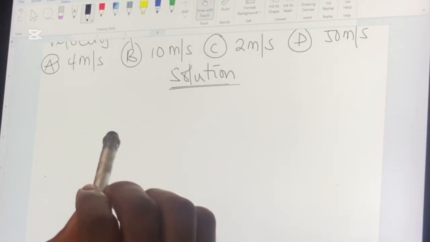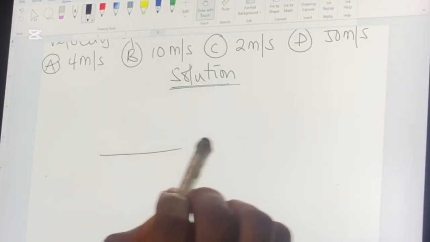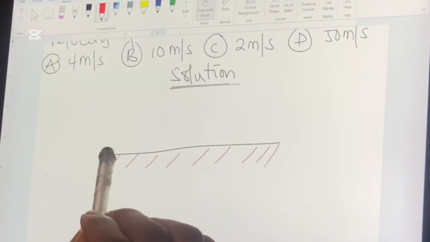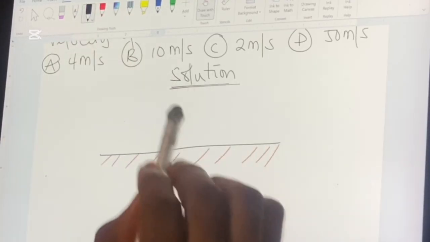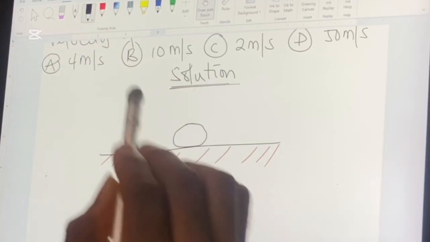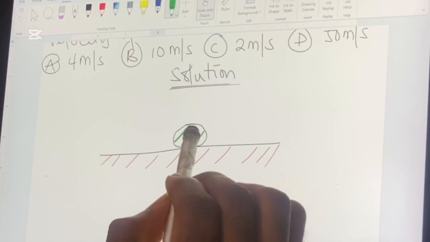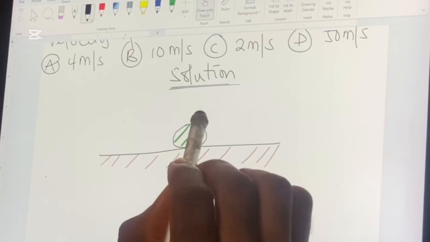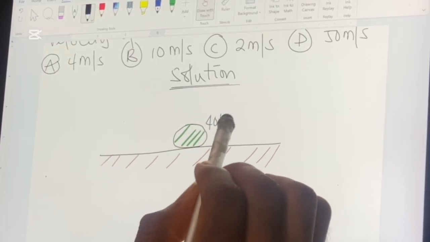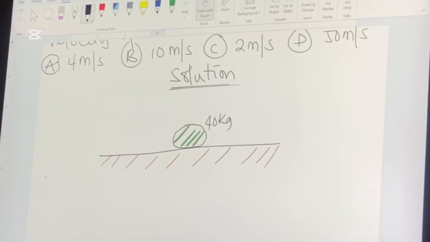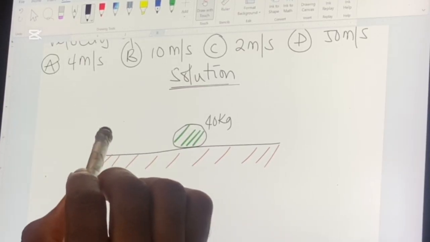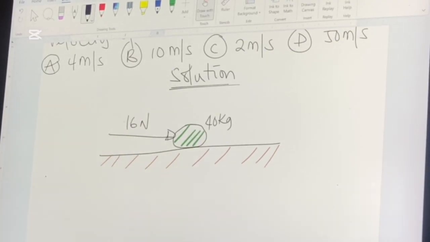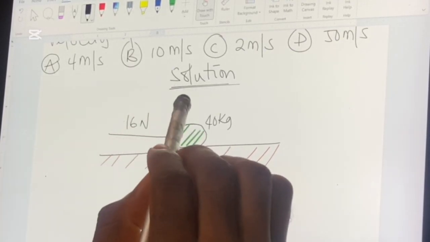So it means that an object is on a smooth surface, class. An object is placed on this smooth surface. Let's take this as the object. The mass of this object is 40 kg. Now the force applied on this object is 16 newtons. Please take note. And this object is at rest, meaning that this object is not moving.